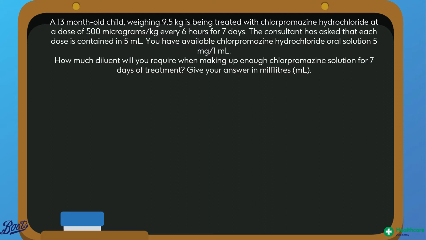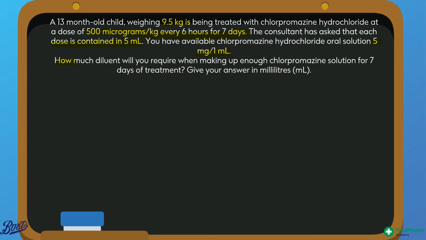You have available chlorpromazine hydrochloride oral solution 5 milligrams per 1 ml. How much diluent will you require when making up enough chlorpromazine solution for 7 days of treatment? Give your answer in millilitres. So first of all, I'm going to highlight the weight of the child, which is 9.5 kilograms. We're also going to highlight the dose of 500 micrograms per kilogram every 6 hours for 7 days. And we're also going to highlight the 5 millilitres and the available chlorpromazine solution as 5 milligrams per ml.